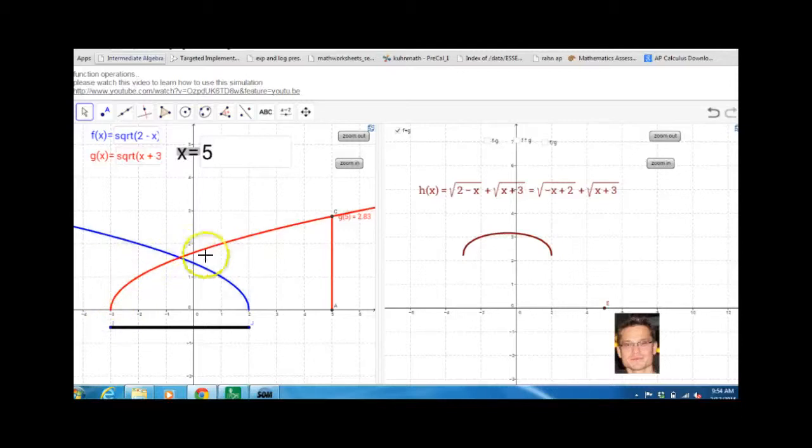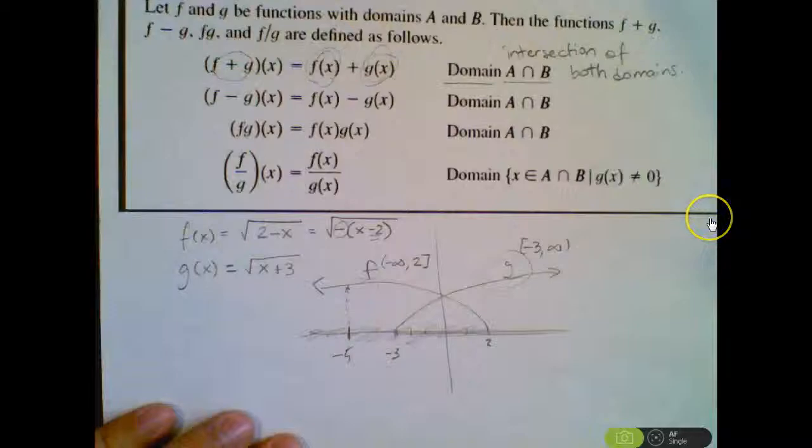So as you can see here, if the domain of g is from negative 3 to infinity, and the domain of f is from negative infinity up to 2, the intersection will be all the x's from negative 3 to 2. These are all the x's that f and g are defined for at the same time. So for this function to be able to graph, it is only going to exist between negative 3 and 2.